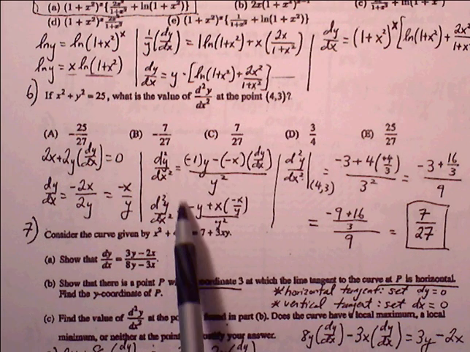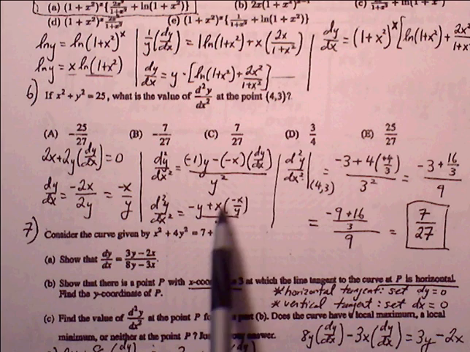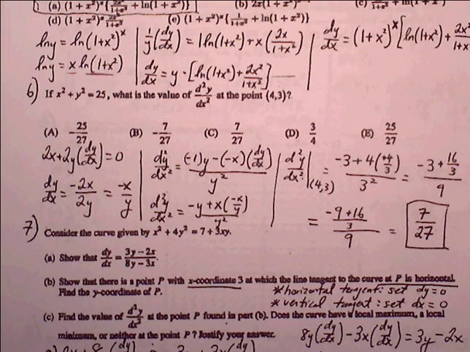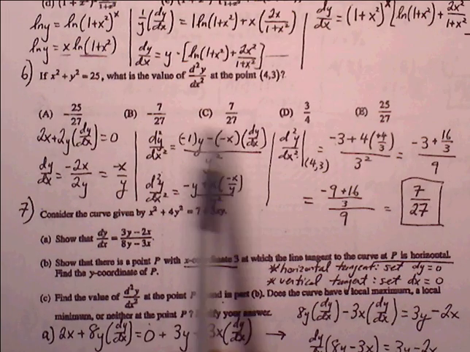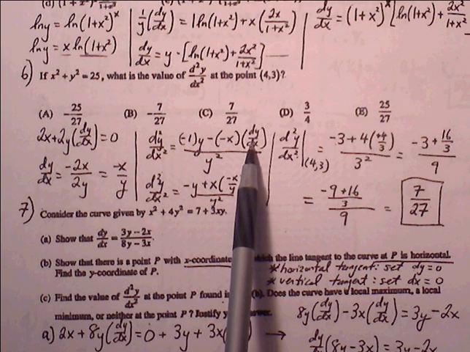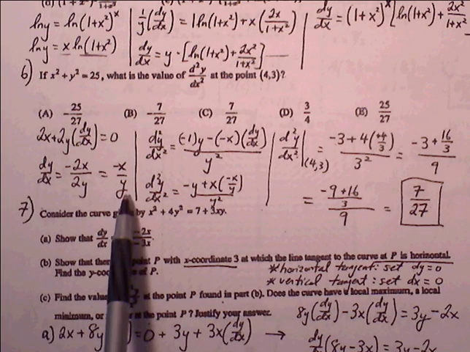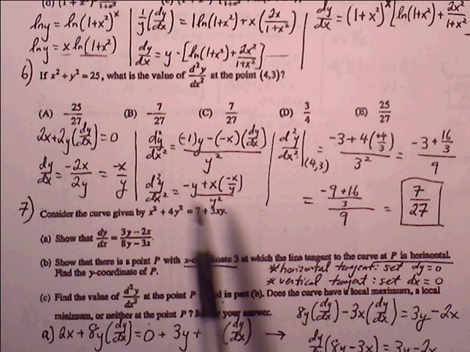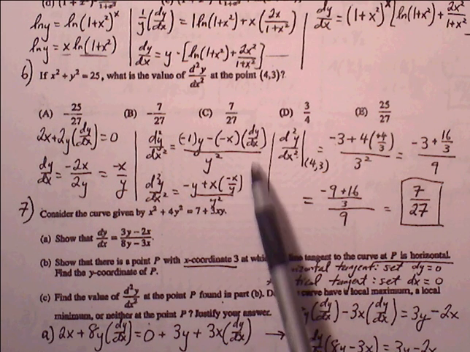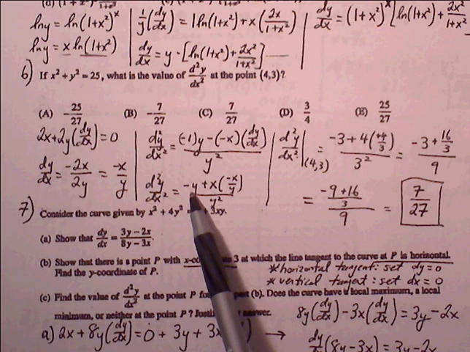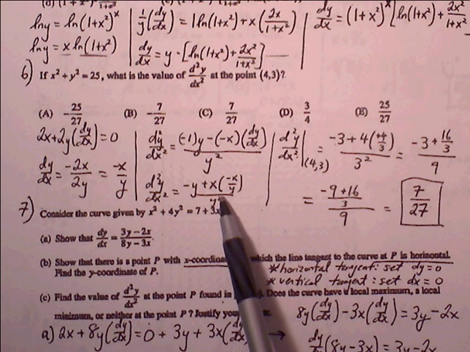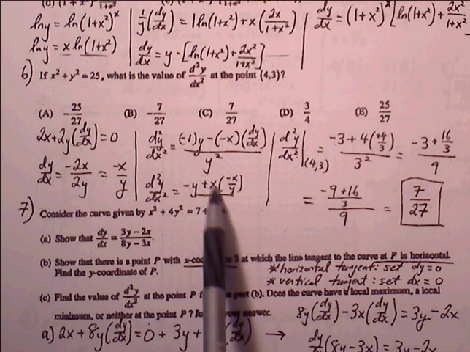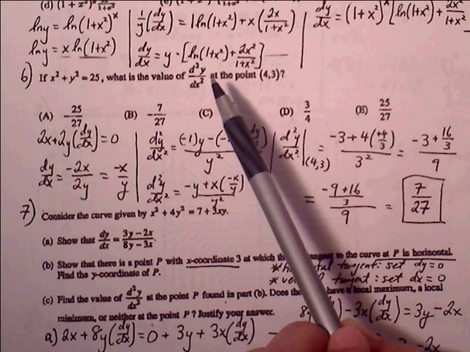If we clean this up a little bit, we get negative y plus x times dy dx, and then we want to eventually convert our second derivative to be in terms of x and y. We have a nice substitution for dy dx, because dy dx we found at the end of the first derivative is negative x over y. So negative x over y replaces dy dx. If I multiply the numerator through, I get negative y minus x squared over y, all over y squared.